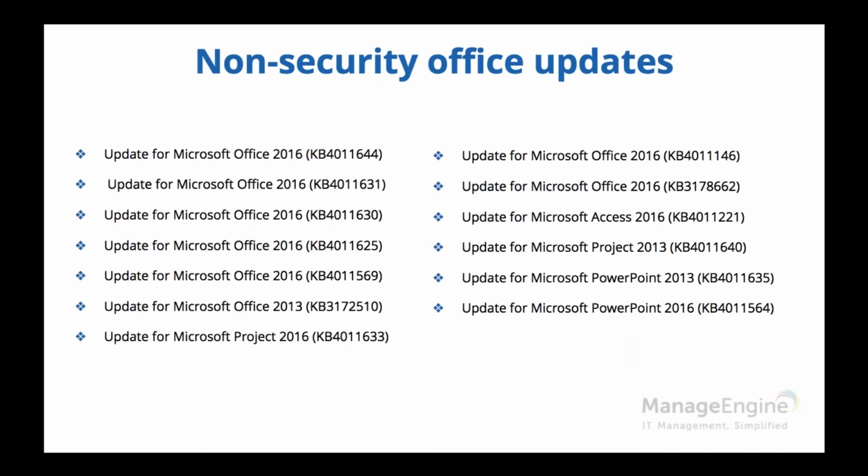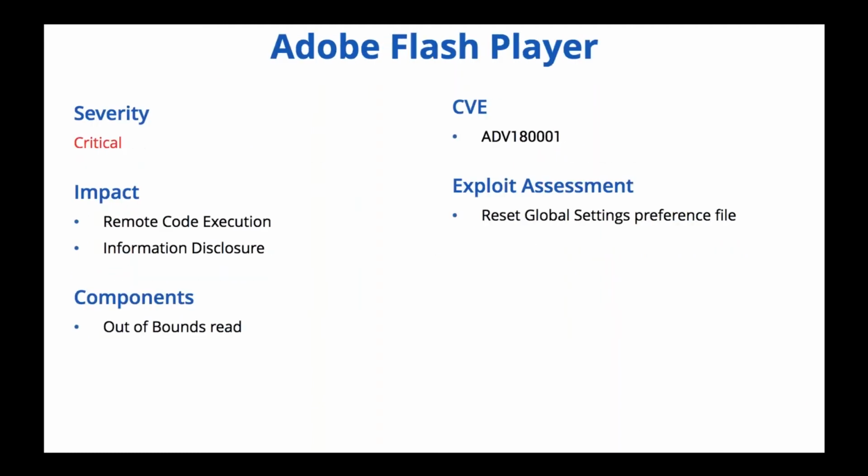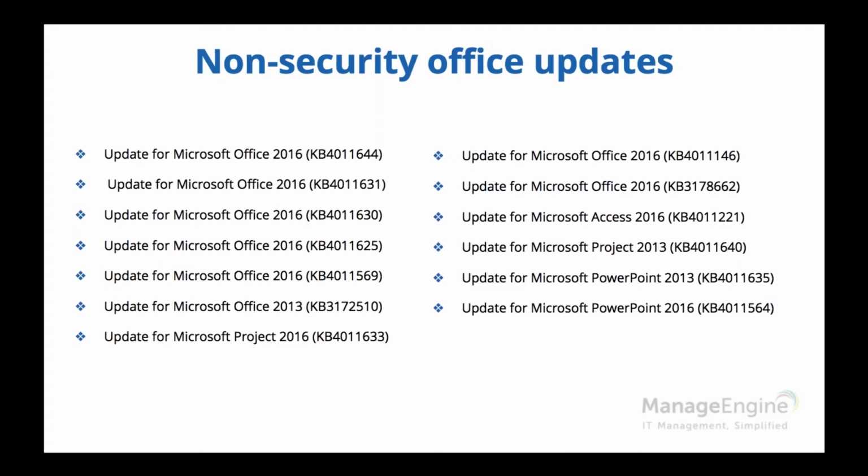So these are the exploitations possible for your .NET Core. And we have SQL Server, which has also been reported as affected by Meltdown and Spectre, and we have updates released for them as well. And then we have Adobe Flash Player. So Adobe this time has come up with updates for Meltdown and Spectre, as well as for the out of bounds remote code execution vulnerability and the information disclosure vulnerability.